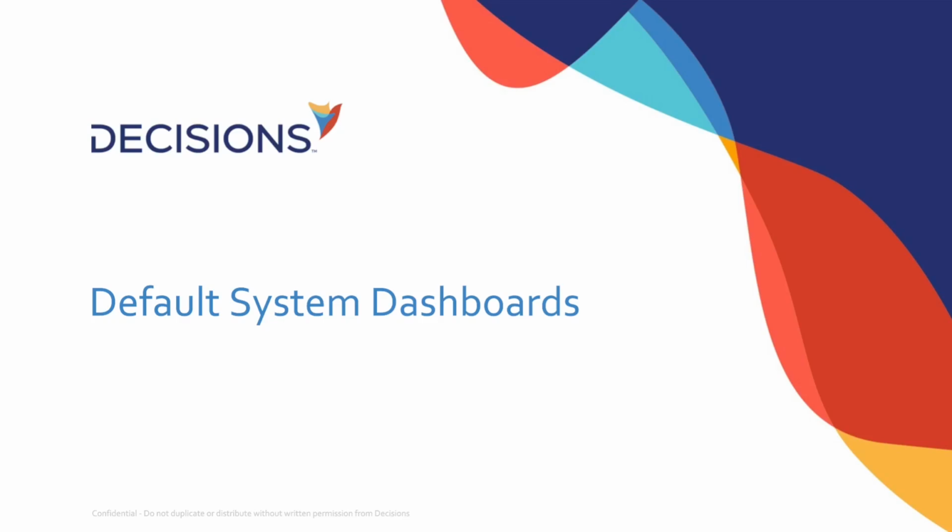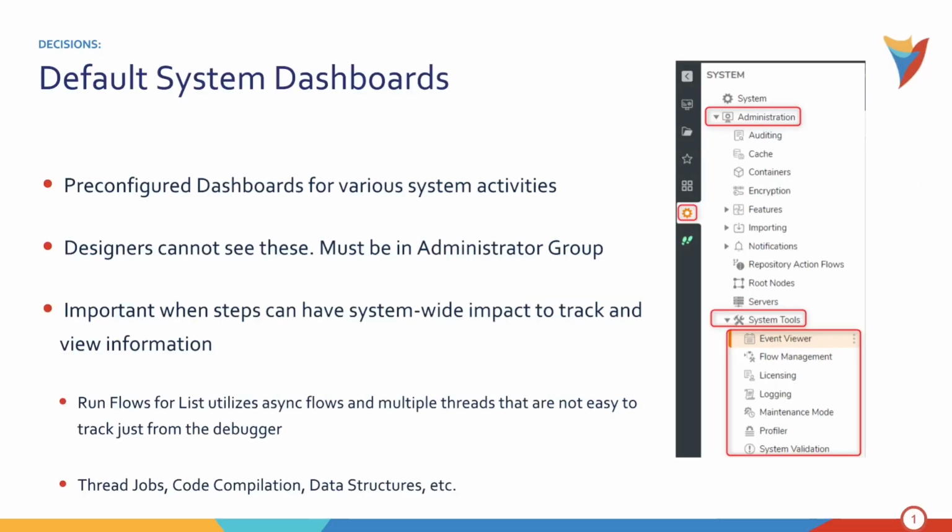We're going to highlight a lot of the very important and very useful ones so you just have an idea of what's there and what you can do with it. So first, there are a number of these default system dashboards that you can find in Decisions. This is something that only administrators have access to, so regular designers in the Decisions system will not be able to see these because they don't have access to the system folder in Decisions. Only administrators have access to it. So that's just one thing that's important to note.